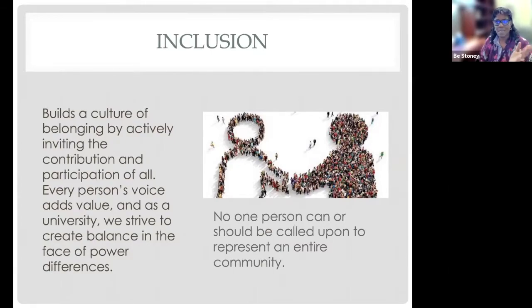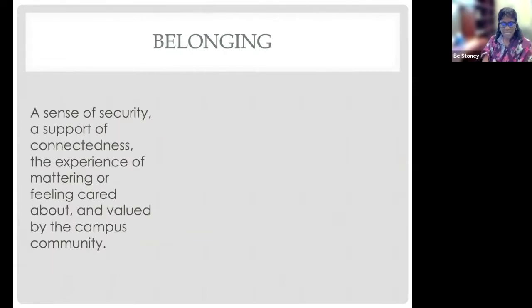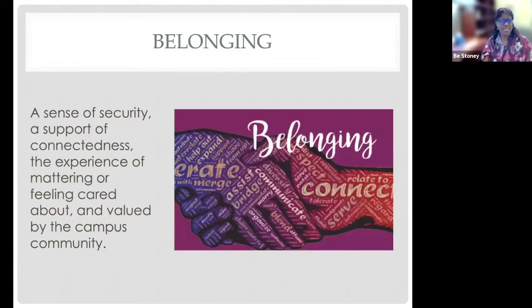Because I can tell you now, every person in here, you're not representing your entire community, but rather yourself. And then our last one is belonging. And with belonging, it's a sense of security, of support, and connectedness.